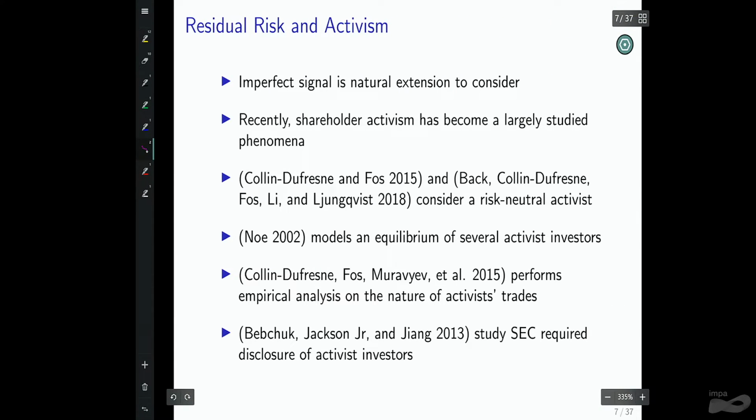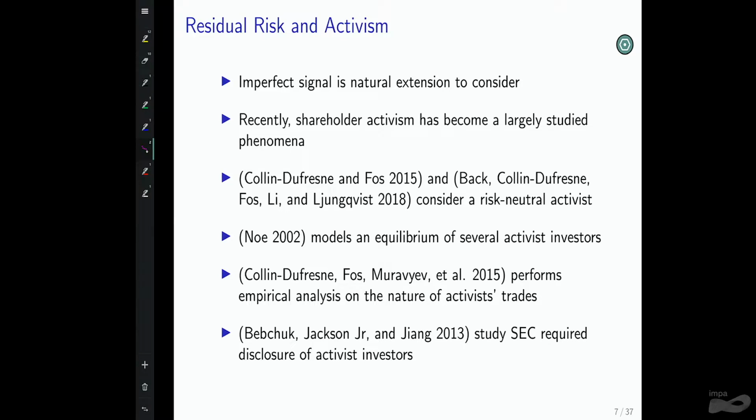Okay, now why are we considering these two additional features? Well, it should be pretty clear why an imperfect signal is important. In the original Kyle paper, one of the strongest assumptions made is that the insider has exact information about what the future value of an asset is. Very strong assumption, okay? On the other hand, activism is something which has been very heavily studied in recent times, both at a theoretical and an empirical level.